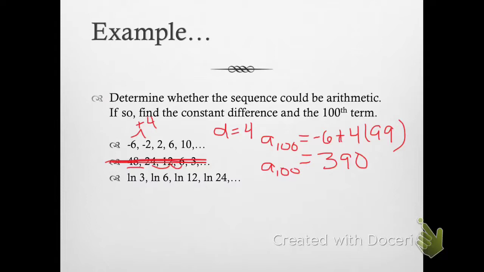Let's take a look at the one with natural logs. The natural log of 6 minus the natural log of 3 is really the same thing as the natural log of 6 divided by 3, which is the natural log of 2, which is kind of an interesting result, but as long as I get that same result each time, we can call it arithmetic. So let's take a look the next time.